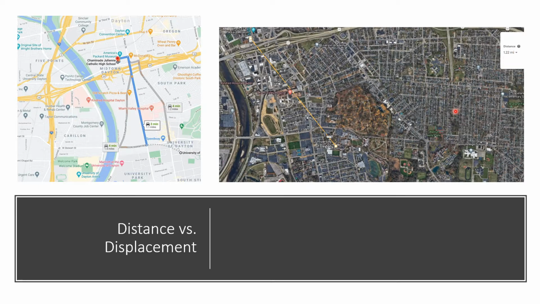So just to wrap things up, distance is the measurement of space between 2 points, in this example the University of Dayton and CJ, whereas displacement is the shortest measurement of space between 2 points with a direction, right? So it's 1.22 miles north and west, so northwest that way. Those are the definitions.